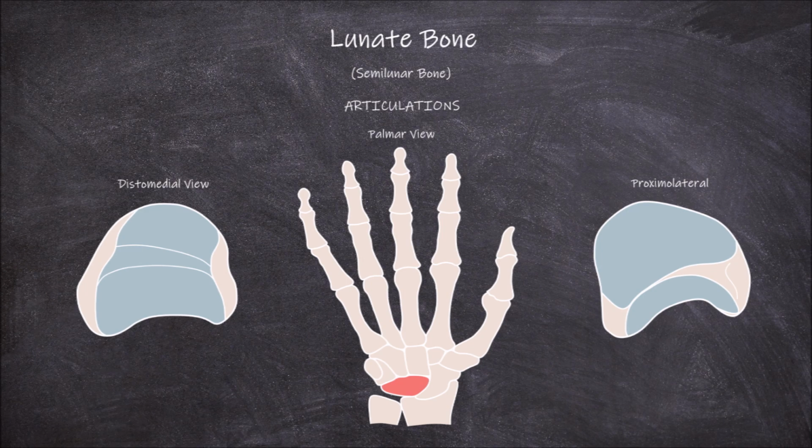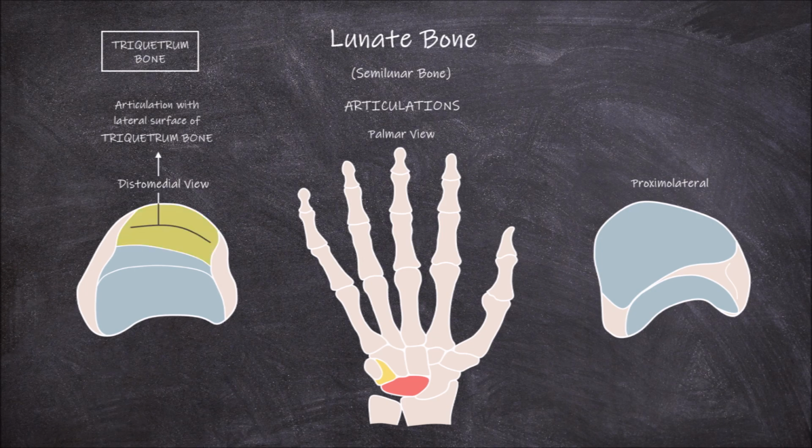This bone articulates with 5 other bones. The first of these articulations is with the triquetrum bone. The facet on the medial surface of the lunate bone articulates with the facet on the lateral surface of the triquetrum bone. The second articulation is with the hamate bone. The facet on the curved ridge of the lunate bone articulates with the facet on the proximal surface of the hamate bone. The third articulation is with the capitate bone.